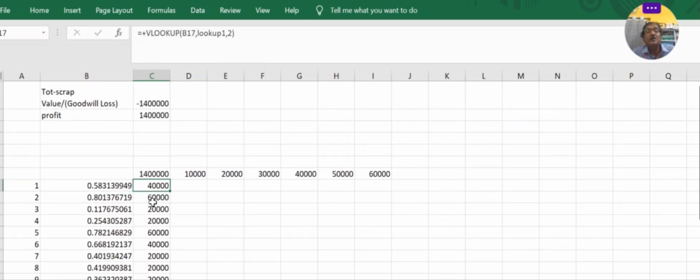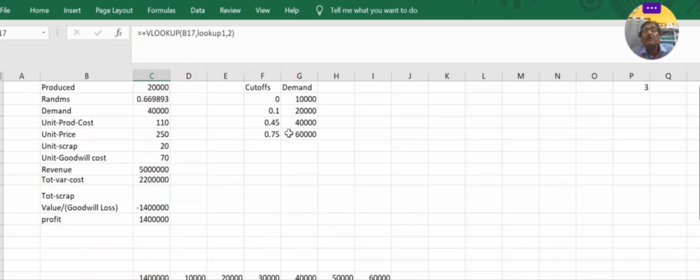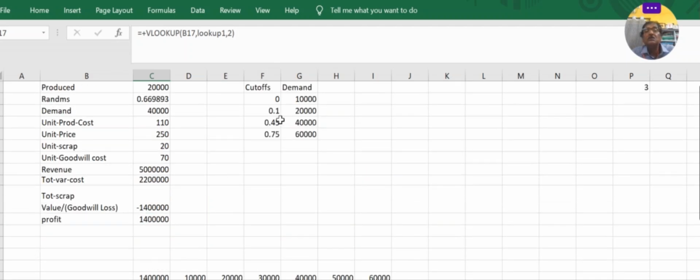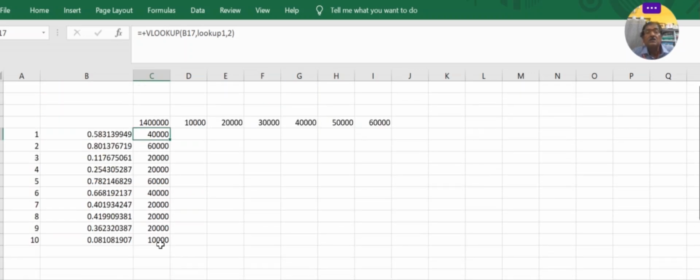That VLOOKUP formula is written here. Again I am showing you 0.583. What will be the demand? 0.583 means above this, below this, 40,000. You see the demand is 40,000. Next, you check another one. This one, the random number is 0.081. 0.081 means below this, above this. That means 10,000. The demand is taken as 10,000.